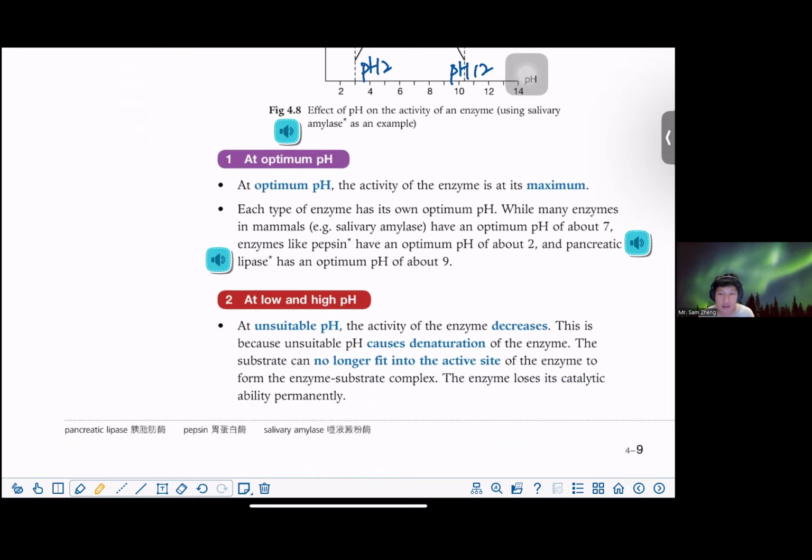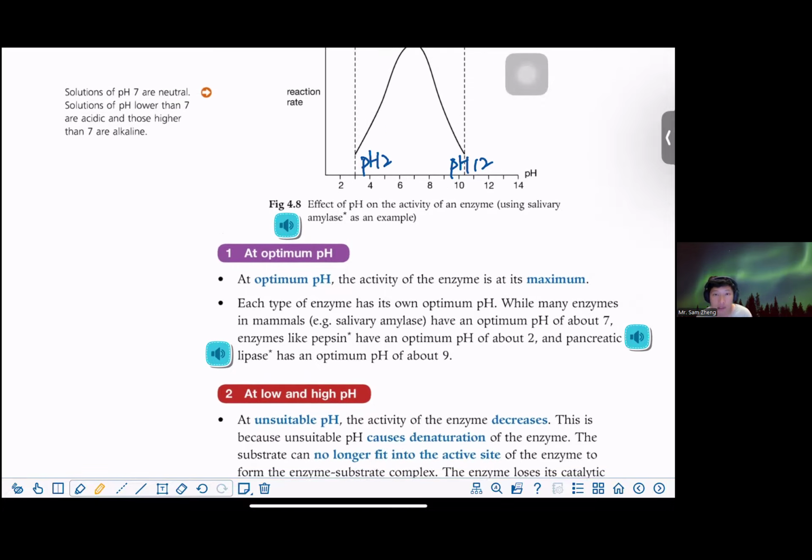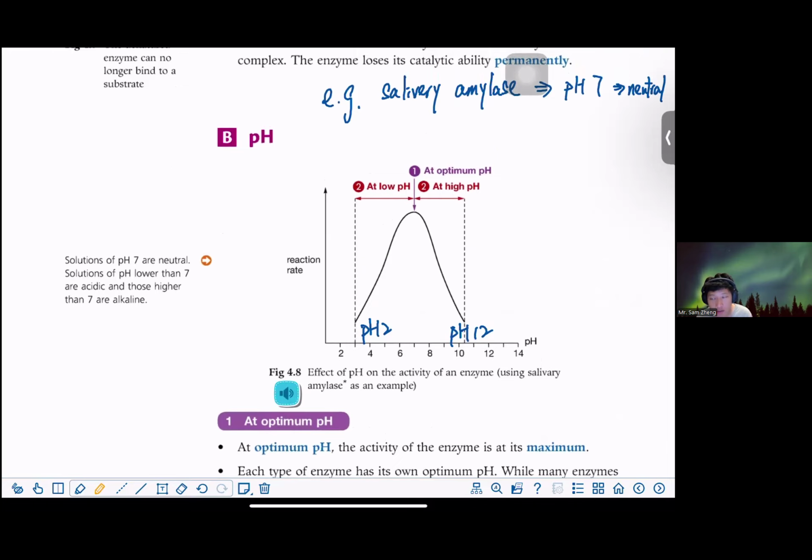So in this case, the substrate will no longer fit into the active site of the enzyme to form what we call the enzyme-substrate complex. Therefore, the enzyme will again lose its catalytic ability permanently. So we can see that if there is any deviation or change in the pH environment, it will also cause the enzymes to lose their catalytic ability.